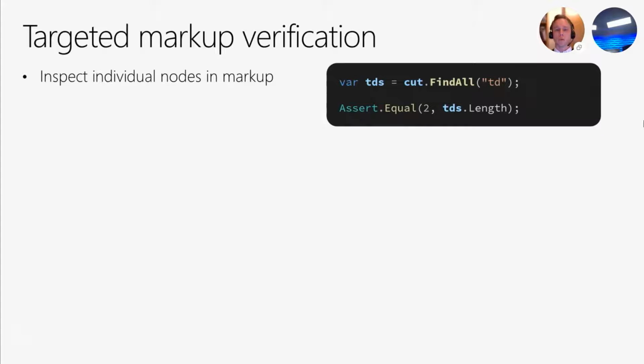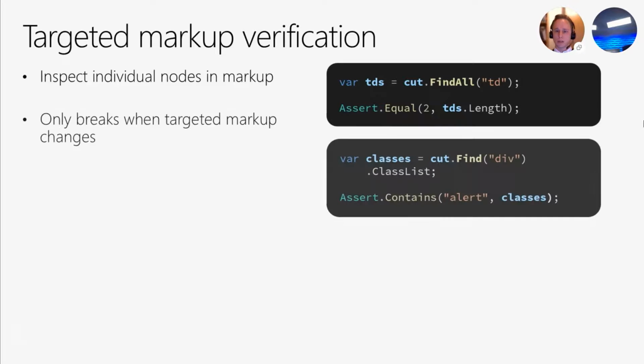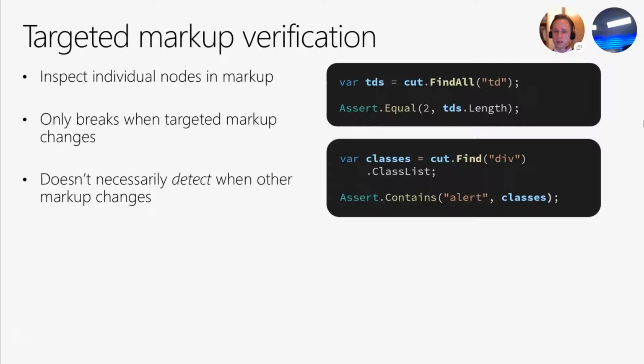Okay, so by targeted markup verification, I mean the kind where you find and select nodes or elements in the rendered markup. This strategy can lead to quite stable tests, as they only break when the specifically targeted nodes or elements change. The downside of this is that changes to other parts of the rendered markup will not be detected. So you can obviously compensate for that by having more tests.